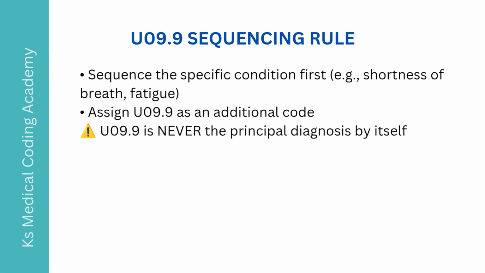U09.9 sequencing rule. When using U09.9, the specific condition is sequenced first, such as fatigue or shortness of breath. U09.9 is always assigned as an additional code and is never the principal diagnosis by itself.